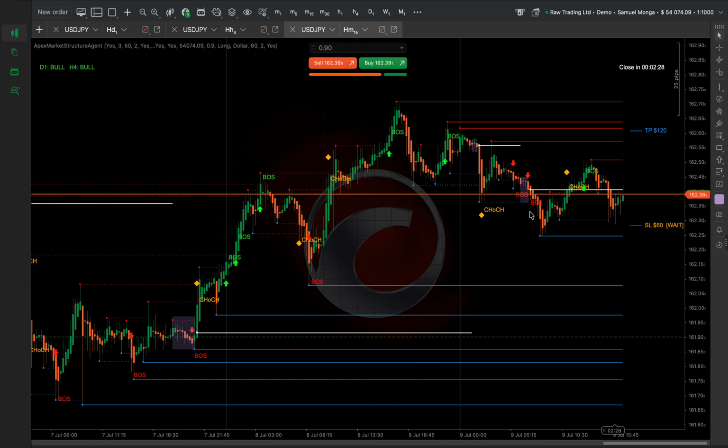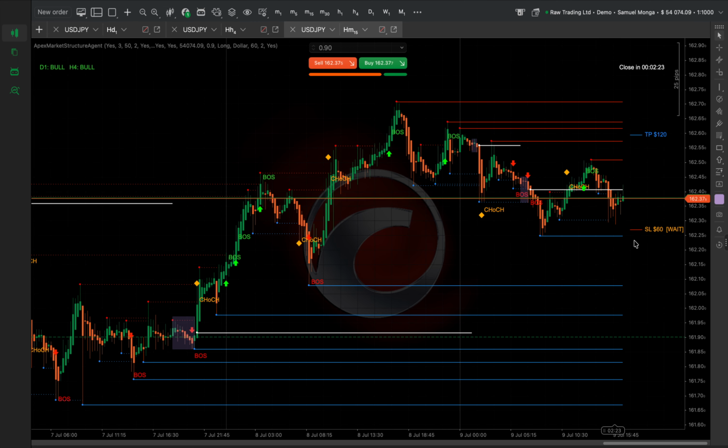Once you see the liquidity line is taken, there is some reversal coming in. So that is what I wanted to show, actually. So this market is not tradable, as you have seen it actually right now.